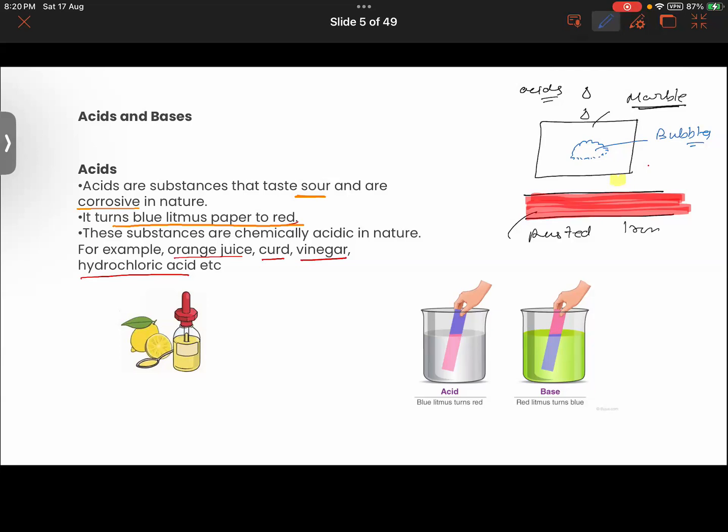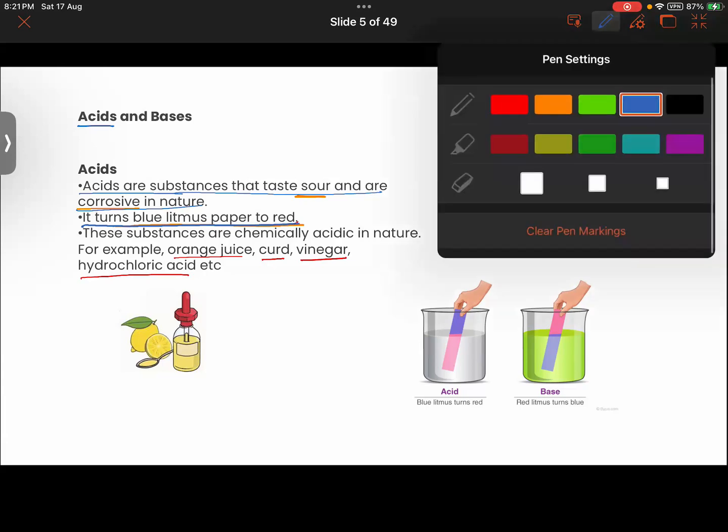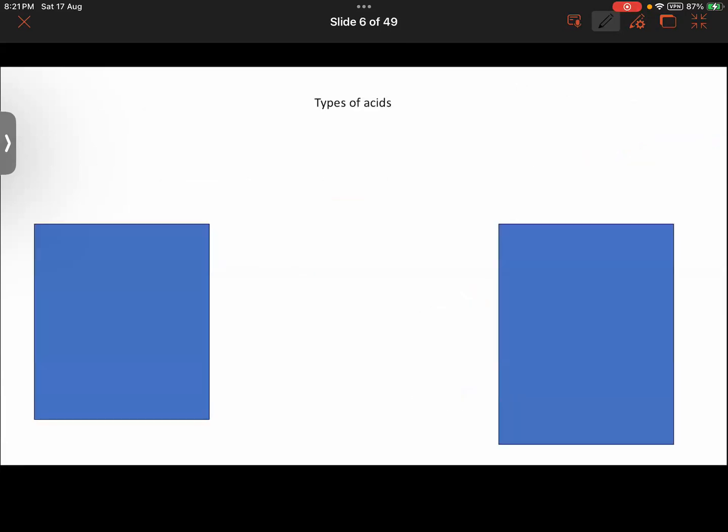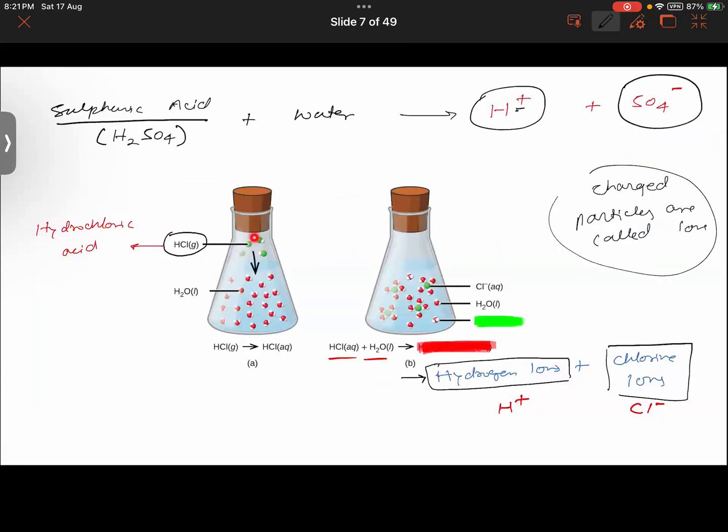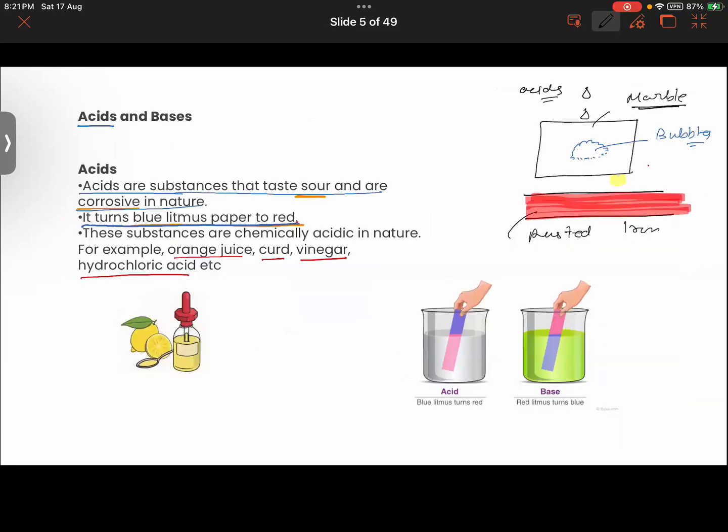So first, give the topic acids, and write: acids are substances that taste sour and are corrosive in nature. That's the first point. Next, you will write: it turns blue litmus paper to red. This much, and add one more point, if you have understood this: when it is dissolved in water, it gives hydrogen ions. So note down that also.